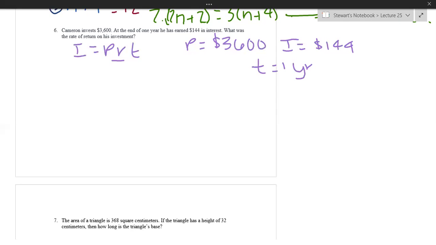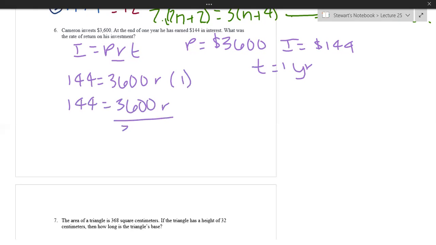So we have 144 is equal to 3,600 times the rate times 1. So we're left with 144 equals 3,600 times R. So all that we have left to do is divide by 3,600 both sides. And if you do that, I just use a calculator for that because I'm not dividing that by hand. That does not seem like a fun time.